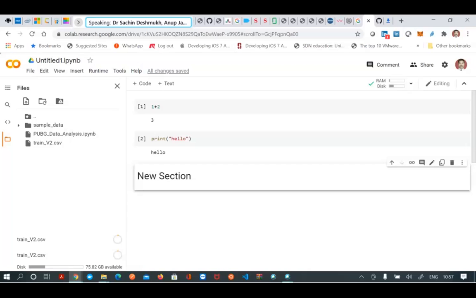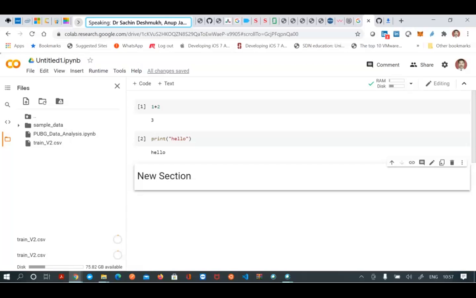Okay, you try. Who is showing this screen? Is this my screen, or is it someone else's? I think someone is showing, or only I am able to see that screen. I don't know. Too many options are there. But those who can see this screen, you can see on the left side the PUBG data analysis IPNB is there, and train V2 CSV is also there.